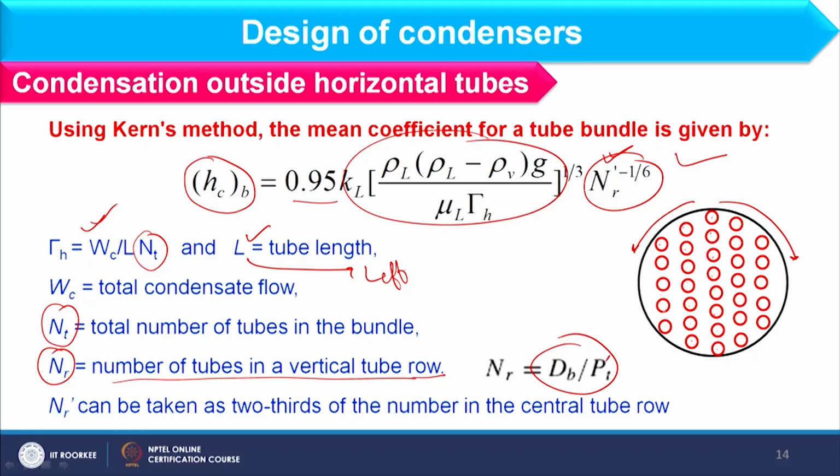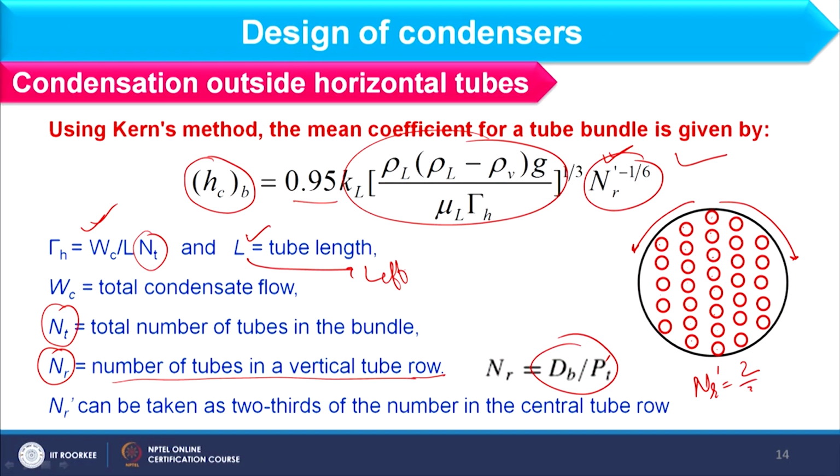However, when I consider the central line, because of the maximum N_r, we have the least heat transfer coefficient at the center. That heat transfer coefficient will keep on increasing as I move to the left and right of the central line, because of a smaller number of vertical tube rows, and because of that we will have a less thick condensate film. So, to average over the complete bundle, we consider N_r' as a different parameter, and that N_r' is basically 2/3 of N_r available at the central line, right.